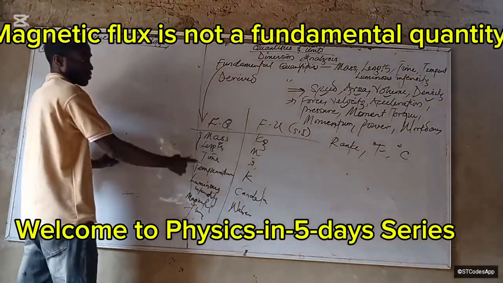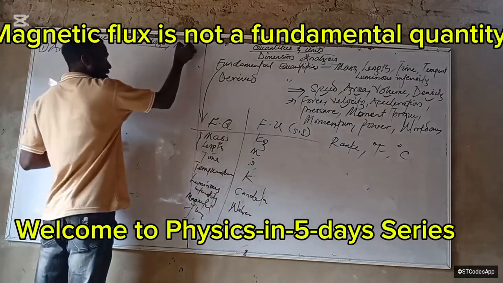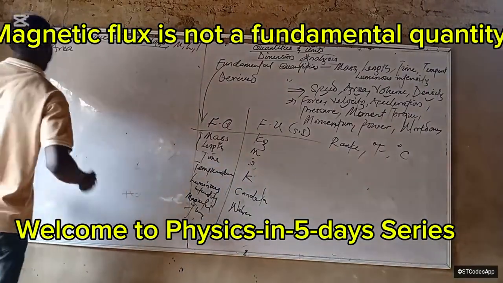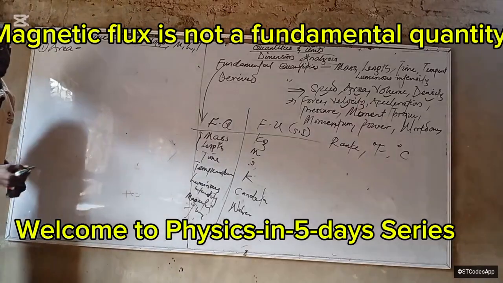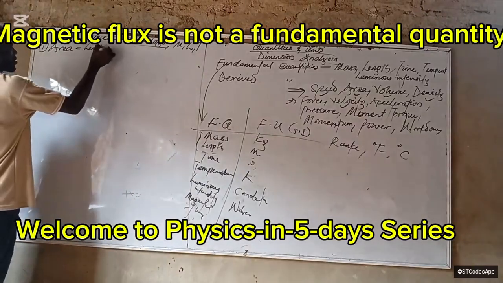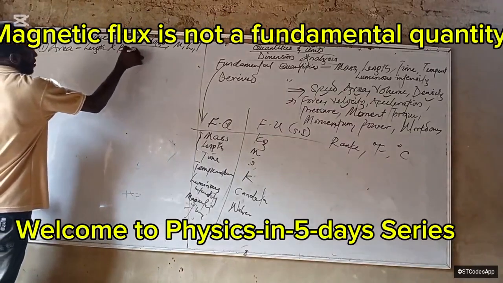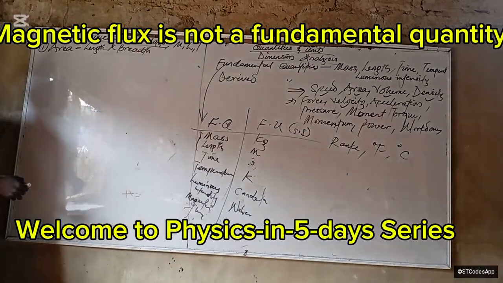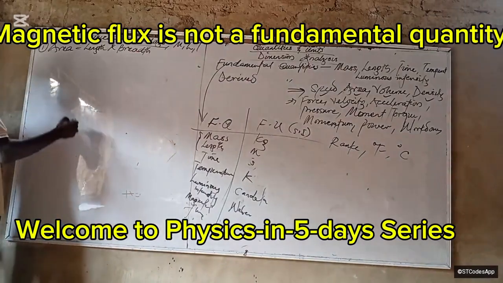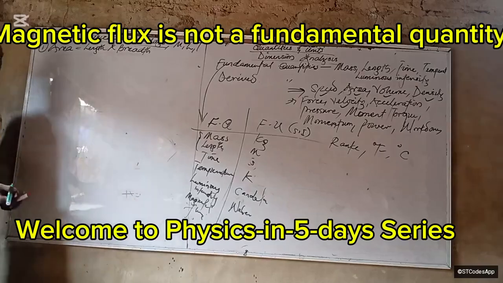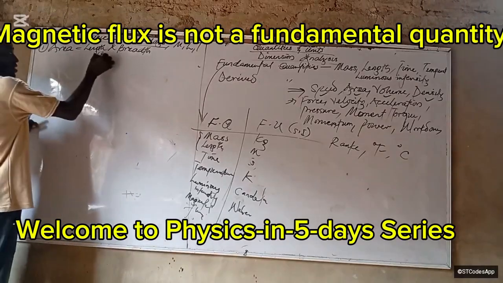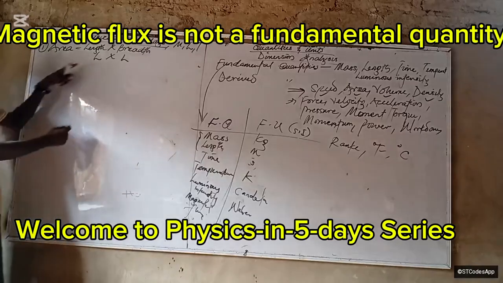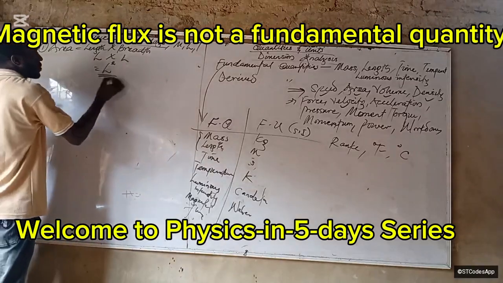Now, the units that we use to measure fundamental quantities are called fundamental units. So for example, the unit of mass is kilogram. We also have grams, but we are going to be using the SI units, that is the standard international unit. So that of mass is kilogram, that of length is meters, that of time is seconds.